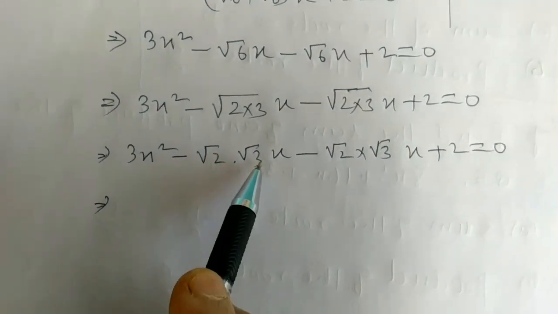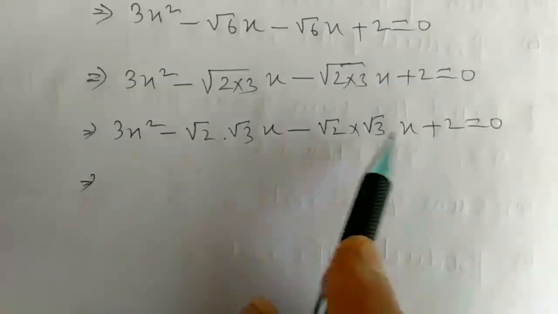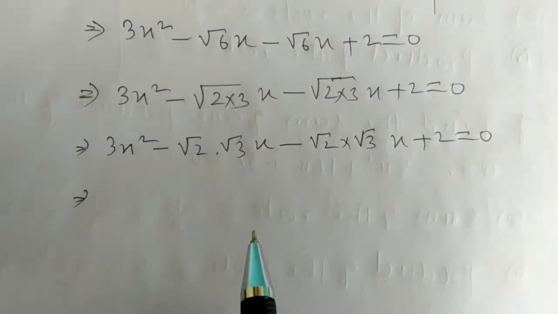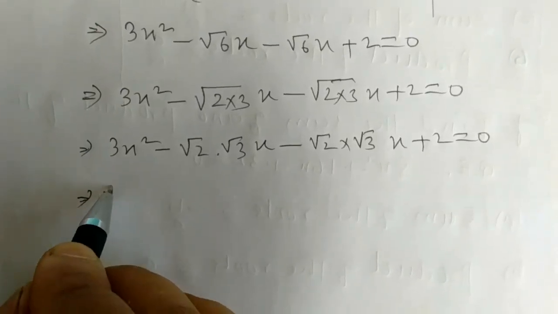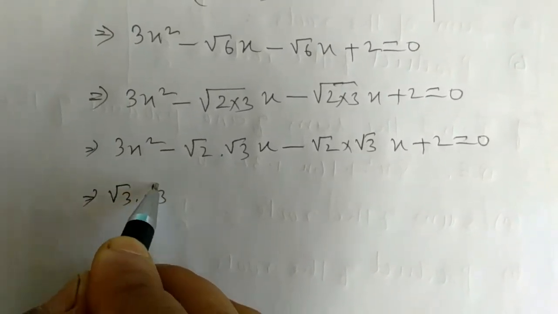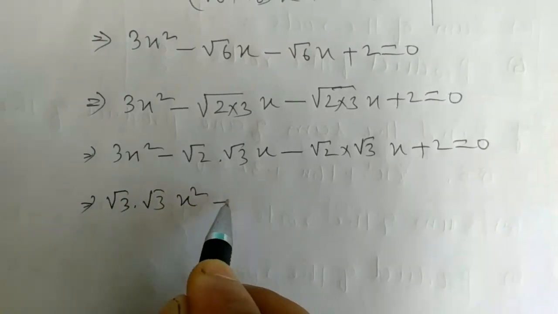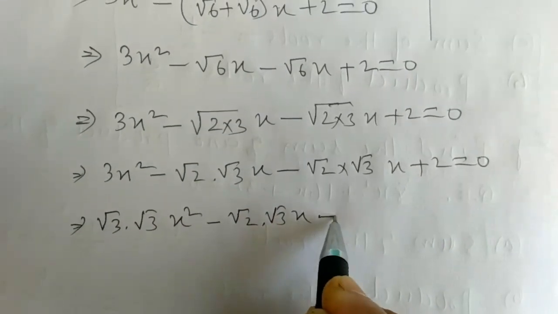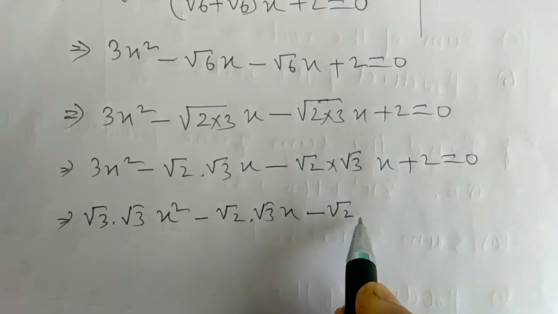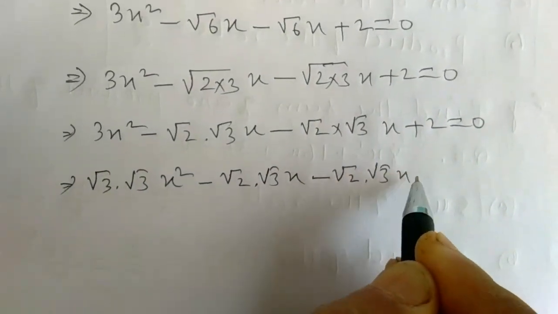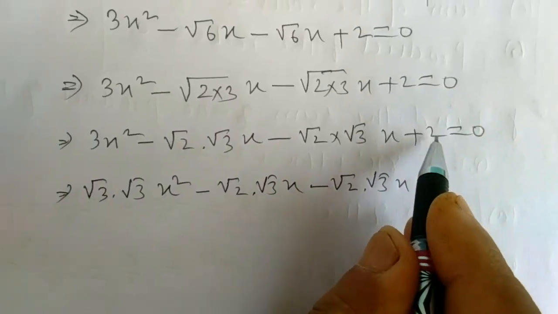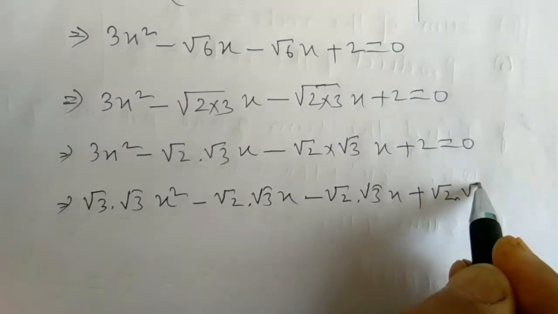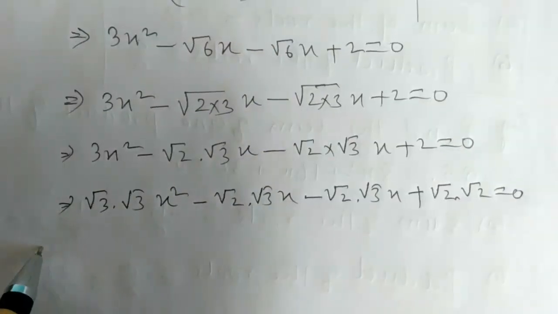Then here is a root, but here there is no root. So you must express one in terms of root. So how to express 3? You can write like this: root 3 into root 3 x square minus root 2 into root 3 x, minus root 2 into root 3 x. This 2 also we have to express in terms of root. So we'll write root 2 into root 2 equal to 0.